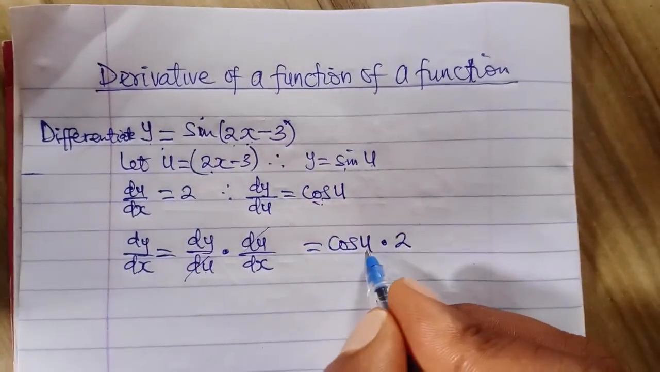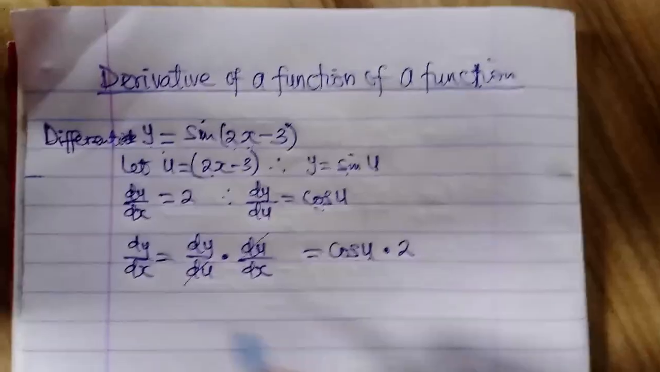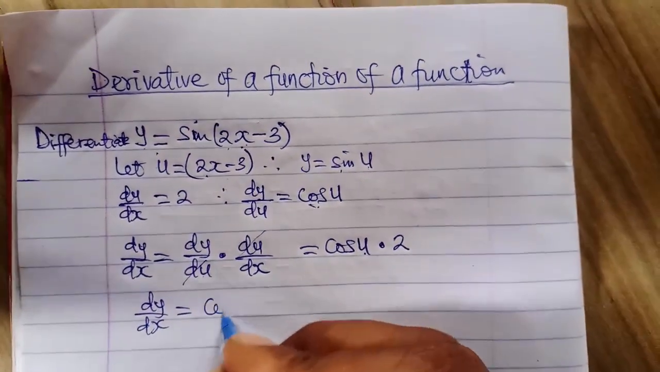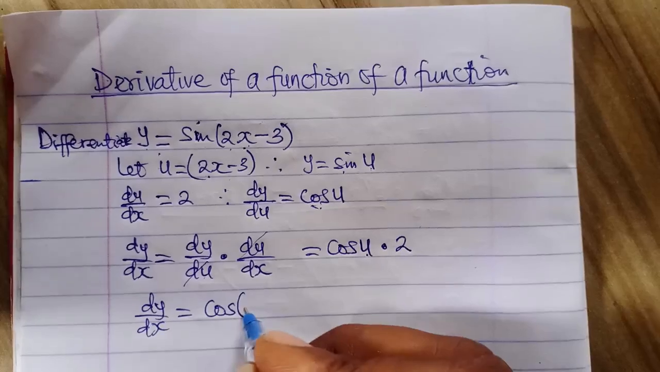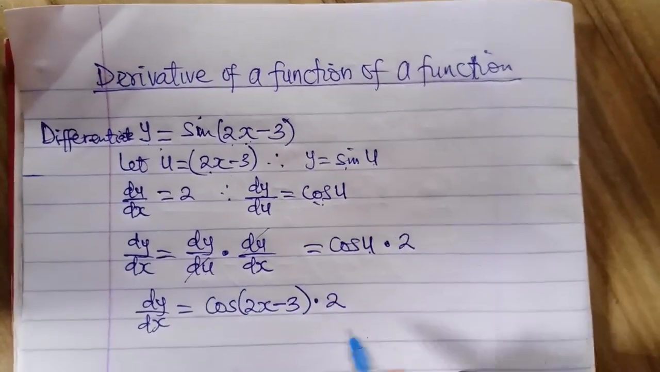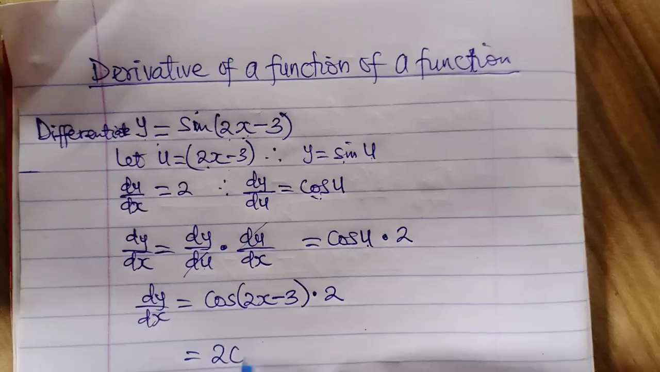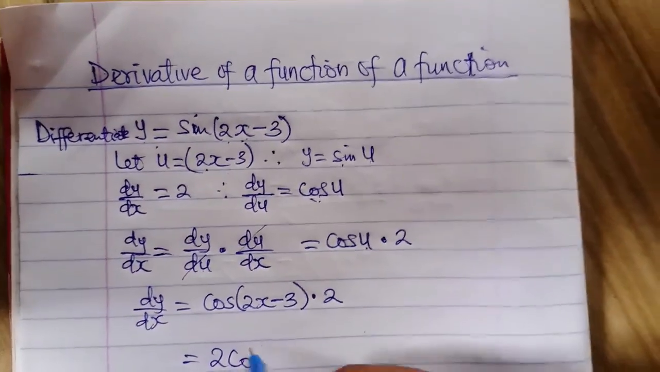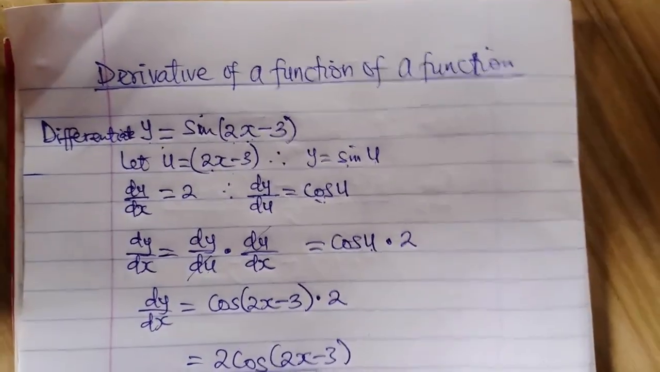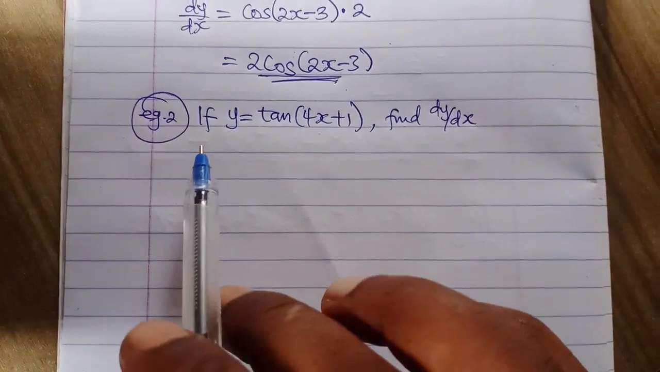We can now unsubstitute and introduce the value of u. So dy/dx is equal to cos(2x minus 3) times 2. So the final answer is 2 cos(2x minus 3). That is the answer. So in the same vein, let's look at another question.